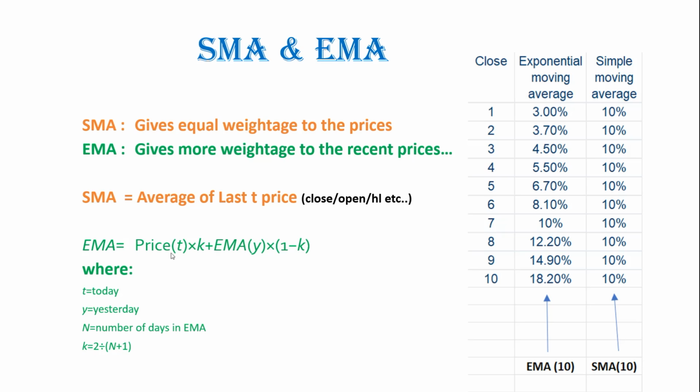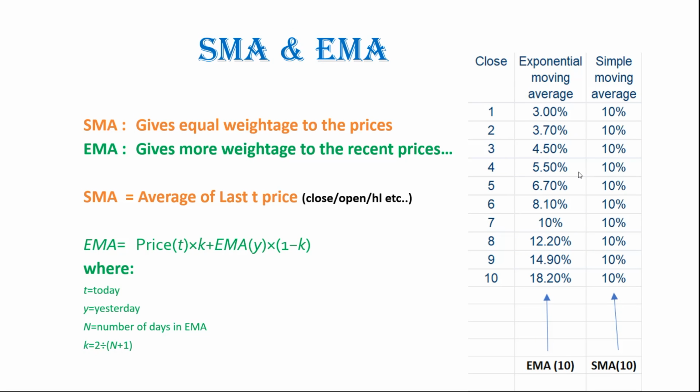I have given what the T or K indicates. Here is the example of a 10 period EMA and this is the SMA. Now, the SMA, that is the simple moving average, gives equal weightage to all the prices. Here, this is the 10 period and it is giving equal weightage, that is 10%. Whereas the exponential moving average, as this picture represents, gives more weightage to the recent prices.